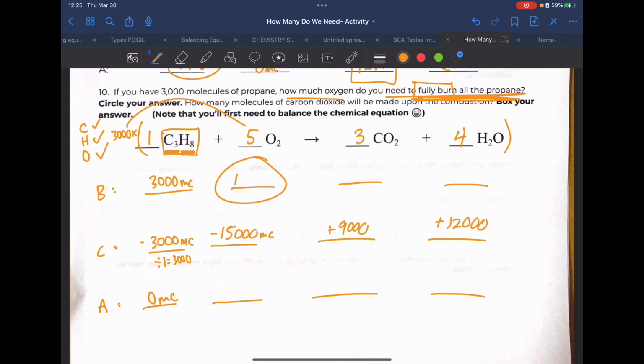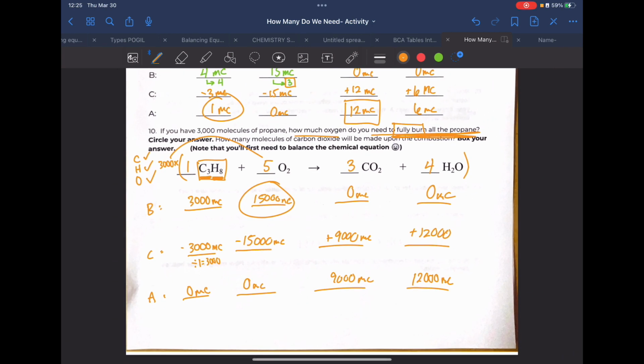And there we go. So we got our answer. We need at least 15,000 molecules. We're going to make 9,000 of these. And we're going to make 12,000 of these. 0 product to start with, as always. There we go. That's a completed chemical equation, and I circled my answer already. So, well, I'm almost good.